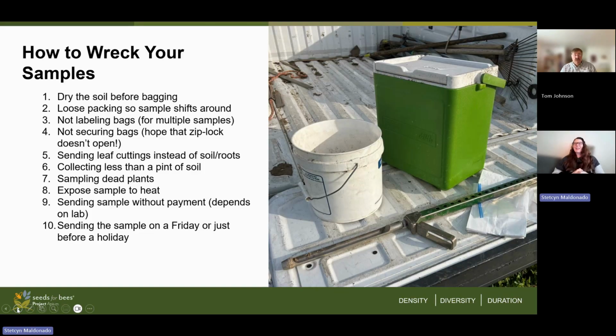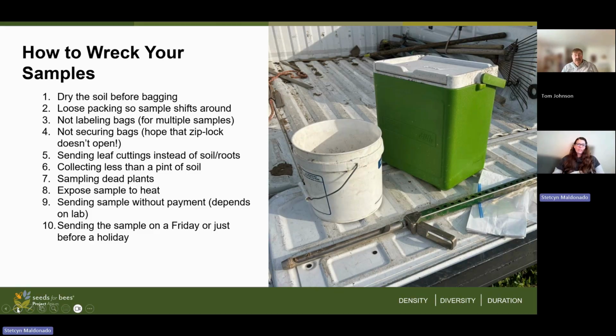You don't want to send a box of unlabeled bags to the lab and then hope that they can use some magic to figure out what sample goes for what block. So always label them and secure those bags. Don't just hope that that Ziploc bag is going to stay closed during shipping. So you want to tape that shut.